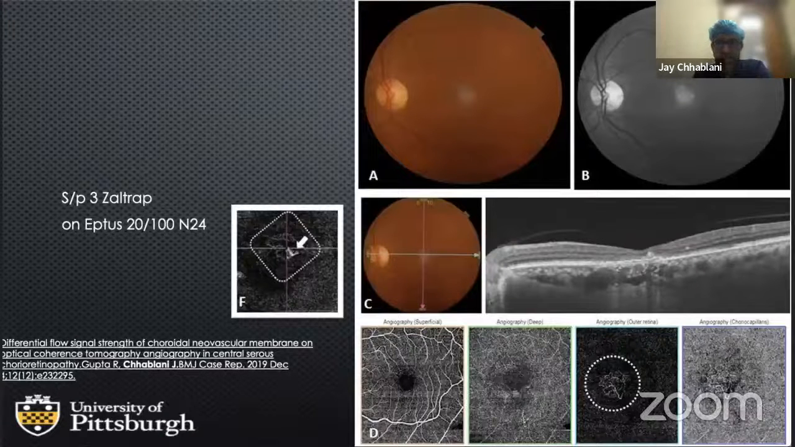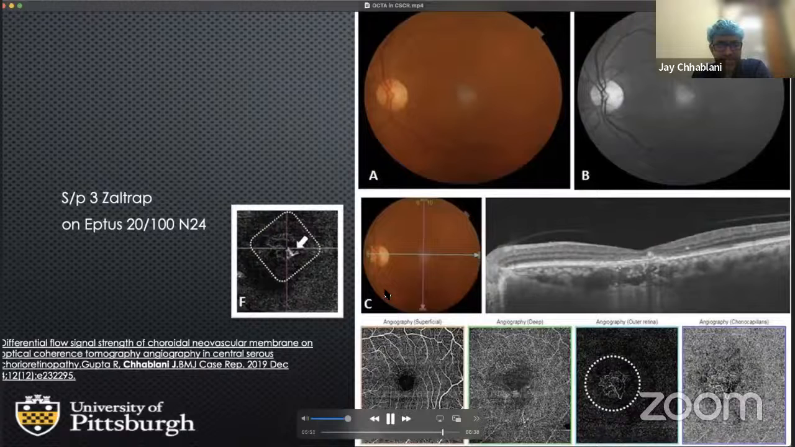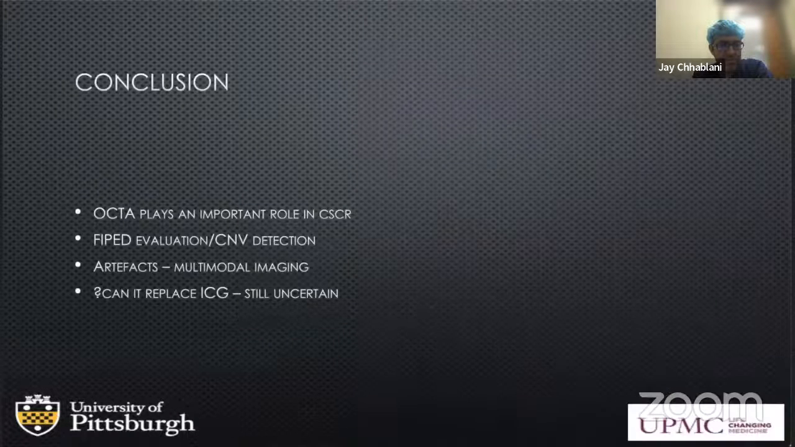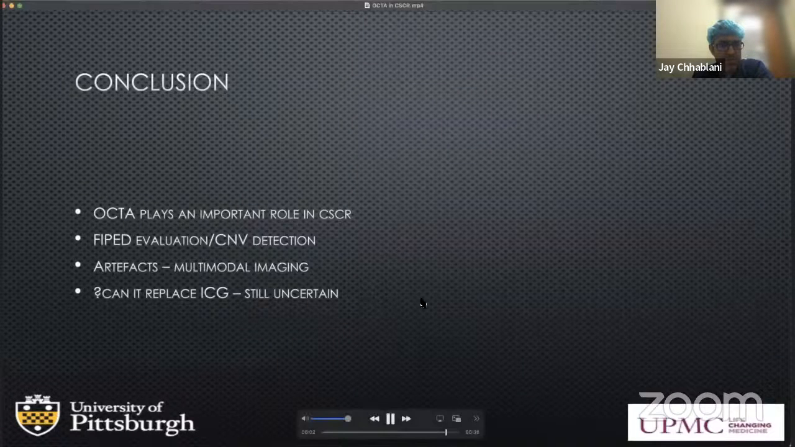This is how we use OCT angiography in understanding the differential flow signal strength, which could actually explain the type 1 and type 2 CNV network. With this, I would conclude saying that OCT angio plays an important role in CSCR.